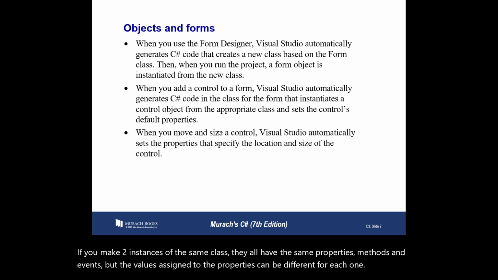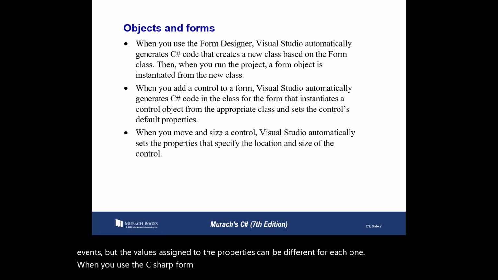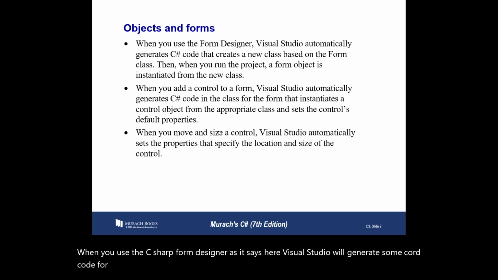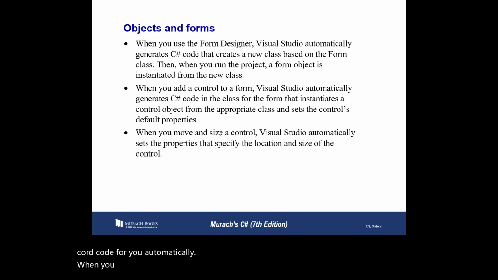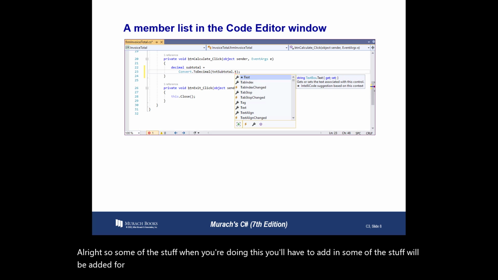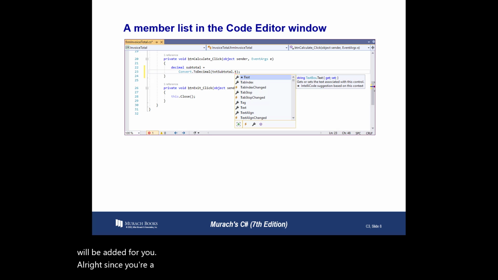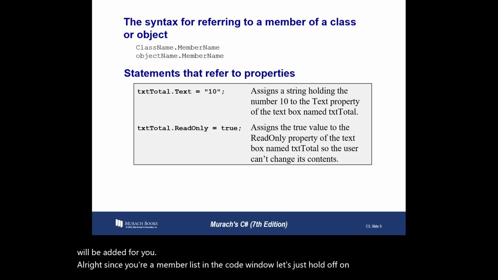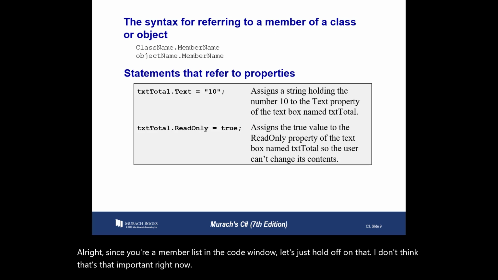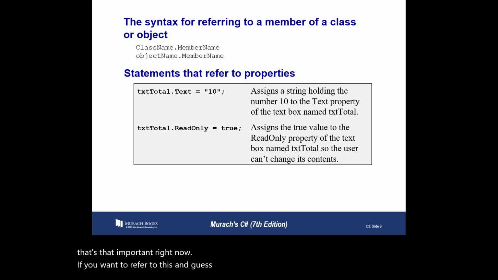When you use the C# form designer, as it says here, Visual Studio will generate some code for you automatically. When you add controls to a form, again, Visual Studio will generate some code for you automatically. All right, so some of the stuff when you're doing this, you'll have to add, and some of the stuff will be added for you. All right, it says here a member list in the code window. Let's just hold off on that. I don't think that's that important right now. If you want to refer to this, and guess what? We've done this already.